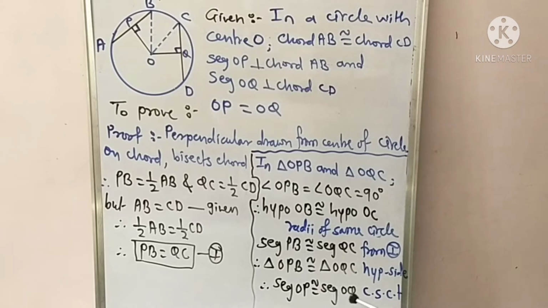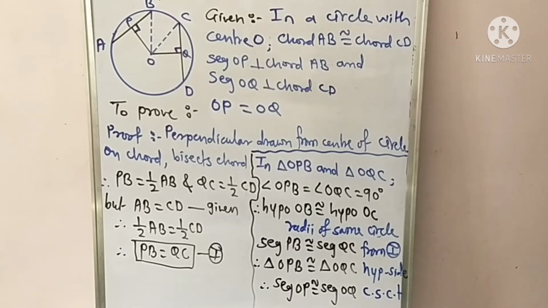And if two triangles are congruent, their corresponding sides are also congruent, so we say that segment OP is congruent to segment OQ, corresponding sides of congruent triangles. And here we prove that OP equals OQ. Okay, so for 3 marks, that's the theorem asked in the exam, and using this now we have to solve the examples of our next practice set.